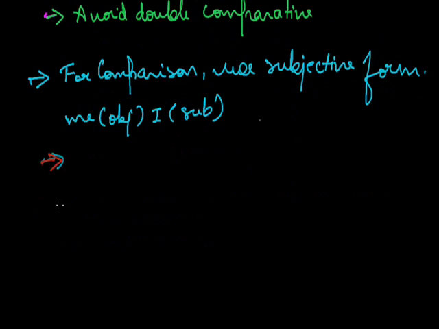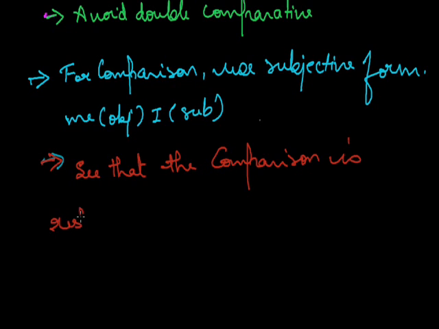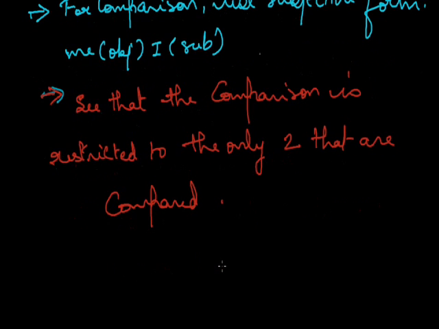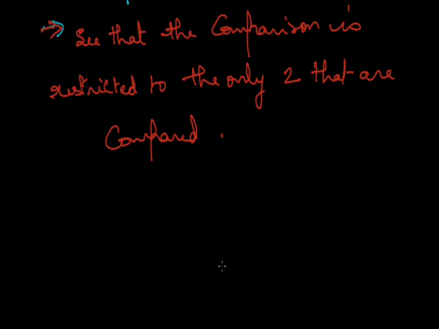Next is that when two persons or two things are compared, it is important to see that the comparison is restricted to the only two that are compared. For example, the population of India is greater than the USA. It is incorrect. The population of India is greater than the population of the USA. So you need to mention the name which has been compared.